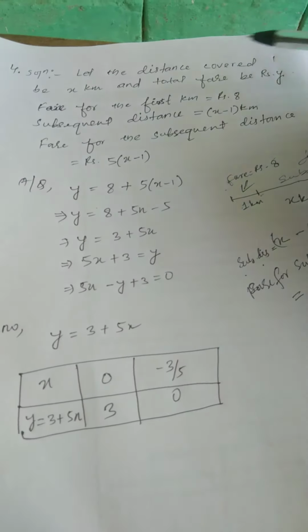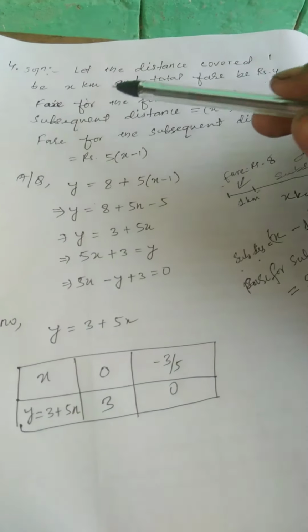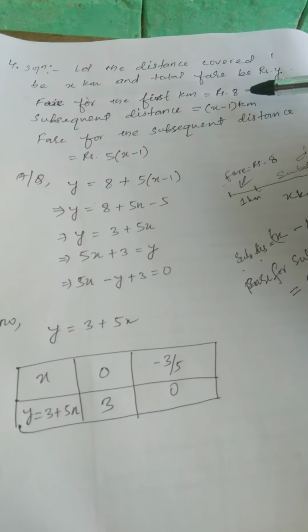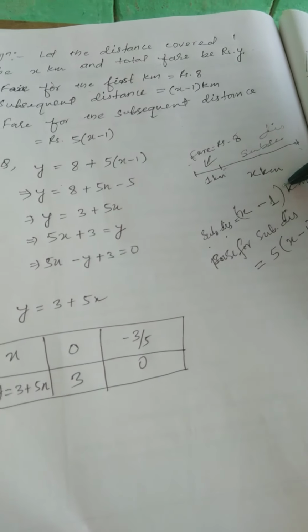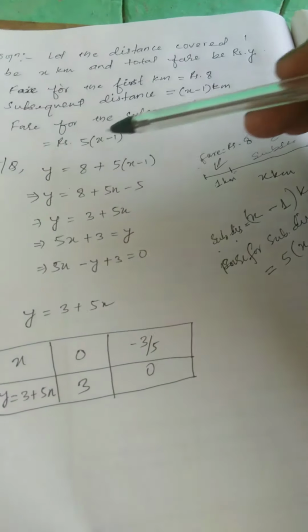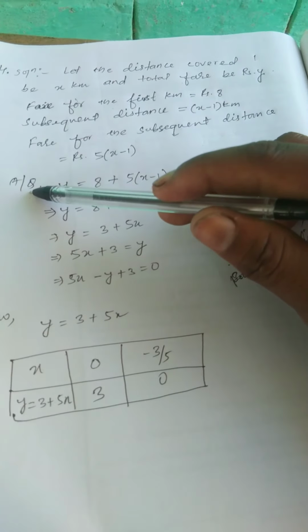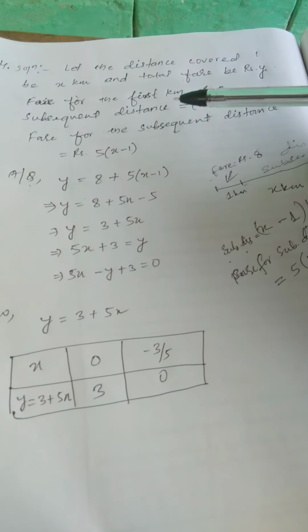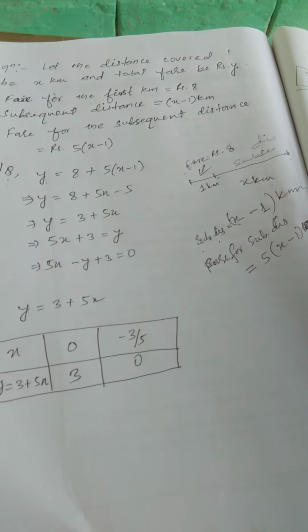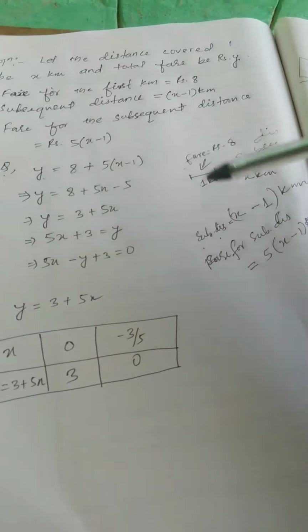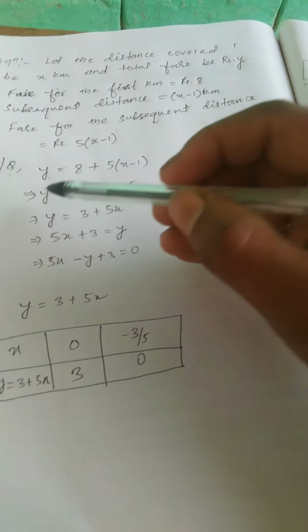So here, let the distance covered be x kilometer and total fare be y. The fare for the first kilometer is ₹8, it is clearly given. The subsequent distance we are finding here, and the fare for the subsequent distance is ₹5 per kilometer. Then according to the condition, what will be the total fare for all this distance covered? The total fare is taken as y.